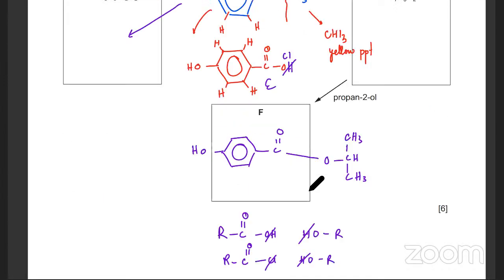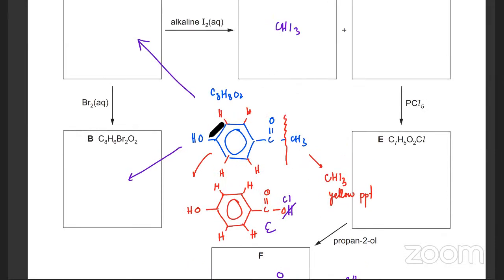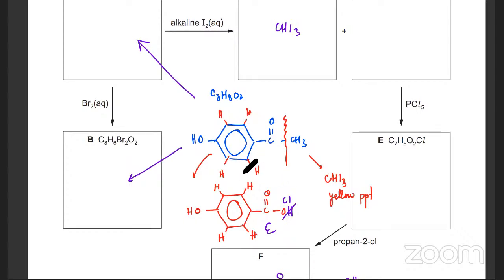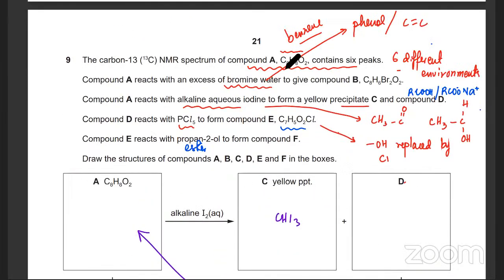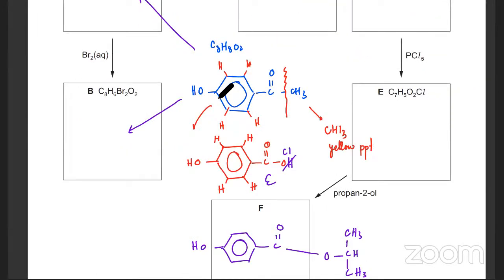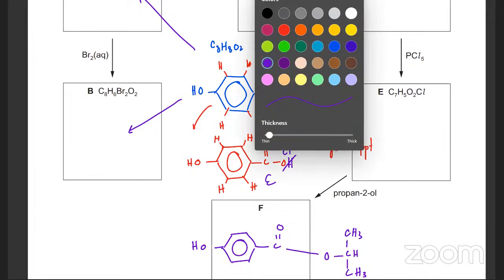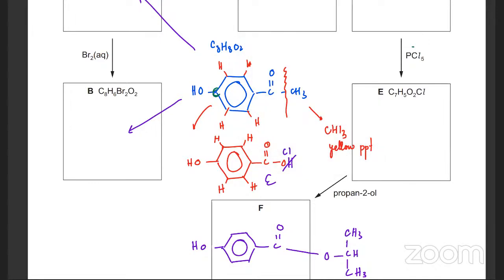Now the next one, how did I figure out that the OH is on this carbon? Remember, you can actually even figure that out. My only question was, how did you figure out that OH is on this carbon atom and not on any other carbon atom? He gave us a hint over here. He said that the carbon 13 NMR contains peaks, and there are 6 different environments. So it's going to be this one, because if you look at the carbons over here, that carbon is different from all the other ones, so that's one environment. These two carbon atoms over here are identical, so that's the second environment.